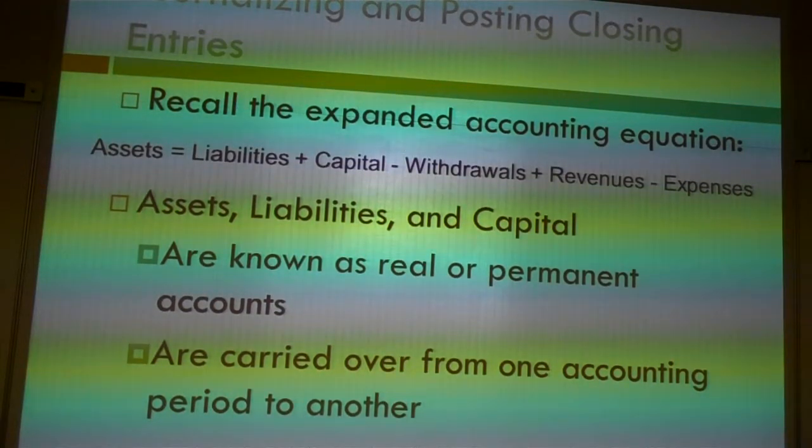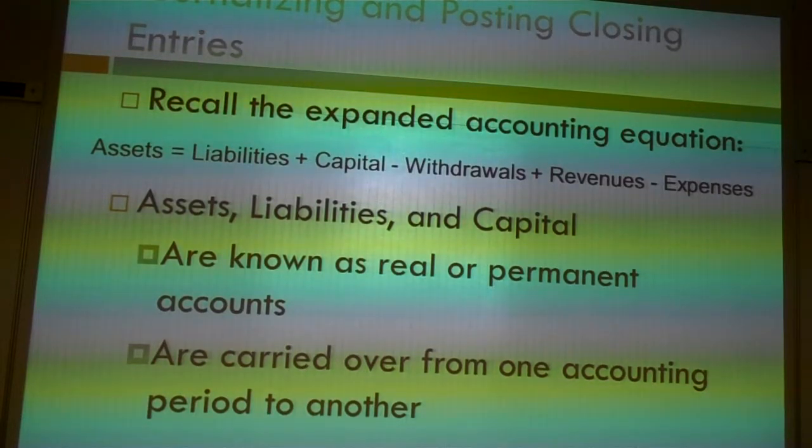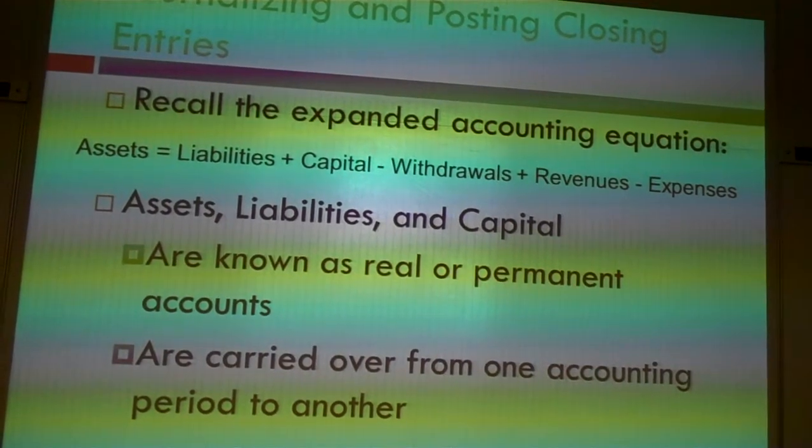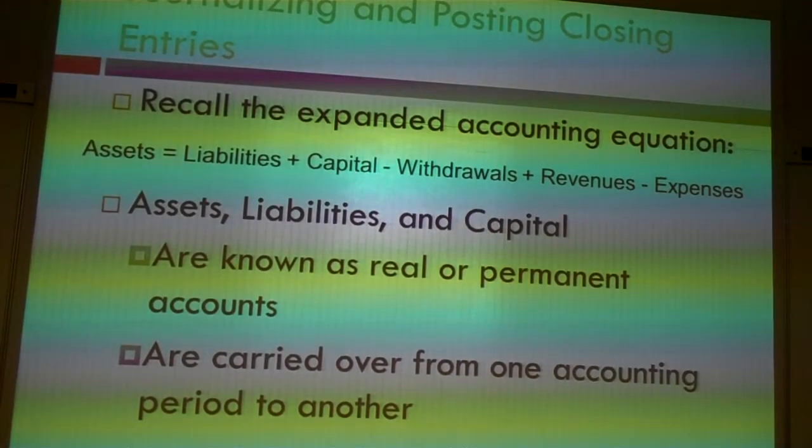Think about the expanded accounting equation that we did in chapter 1. The assets equal the liabilities plus the capital minus the withdrawals plus the revenue minus the expenses. Our permanent accounts are the ones that are on the balance sheet: the assets, the liabilities, and the owner's equity, or the capital accounts. They're called permanent accounts and they'll stay with us forever. They'll go from one accounting period to the next until that business has dissolved.